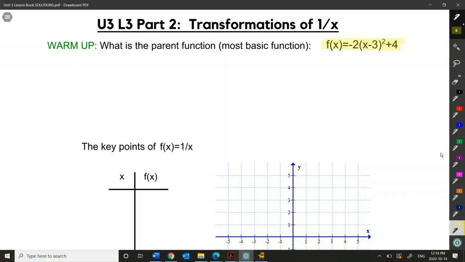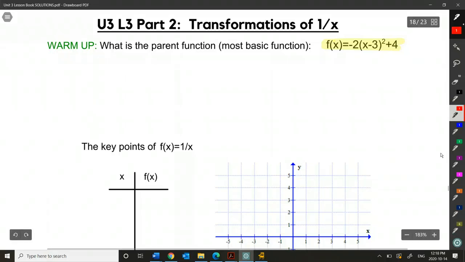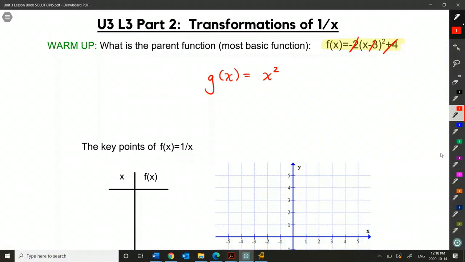Tia? Perfect. I'm not going to call it f of x because this one's called f of x, so maybe we can call it g of x equals x squared. Okay, this is a transformation, this is a transformation, and this is a transformation. What's left is that my x is being squared. That's the main operation of the parent function.